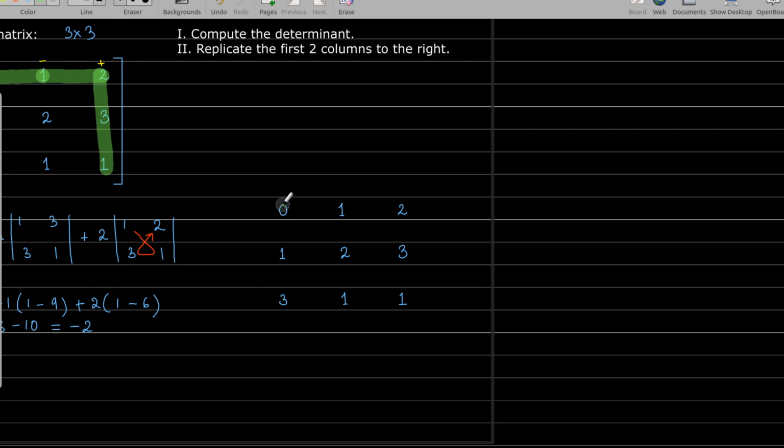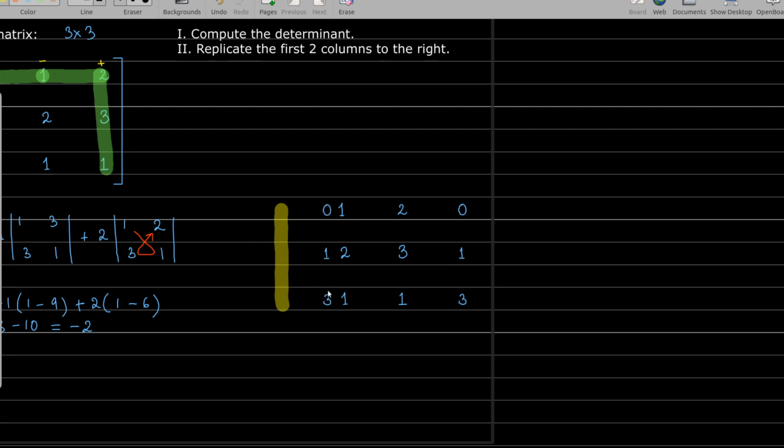Let me highlight this first column. This is the first column. Let me use a different color. This is the first column, and this is the second column. We have to replicate these two columns to the right side. So let's replicate the first column. How do we replicate this? Just copy this and stick it onto the right side. Okay, so we have replicated this.